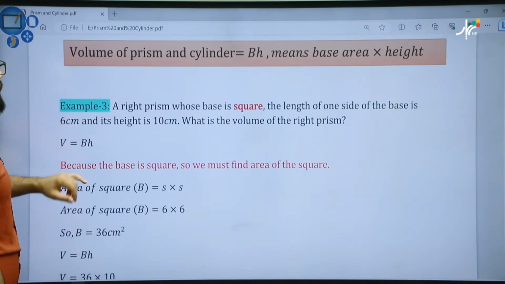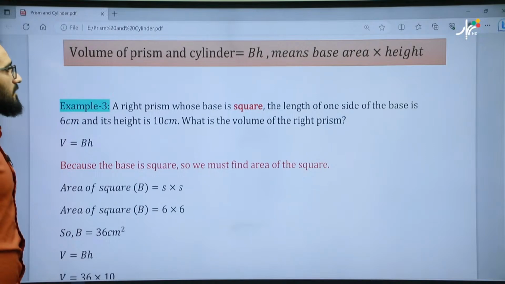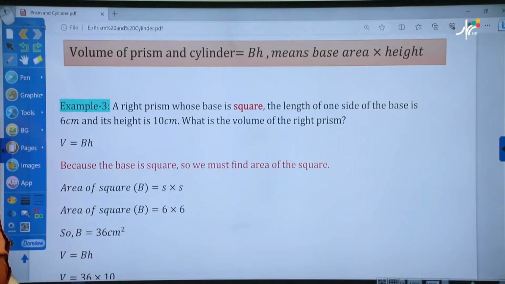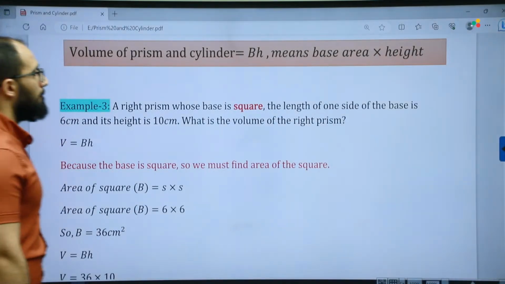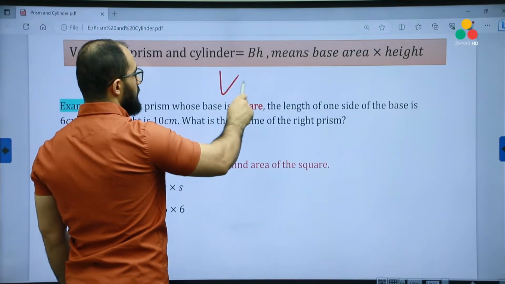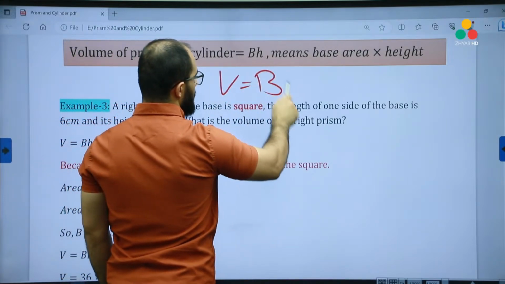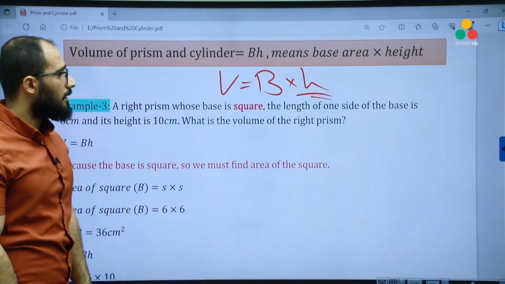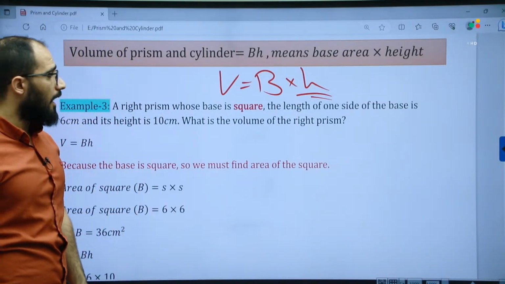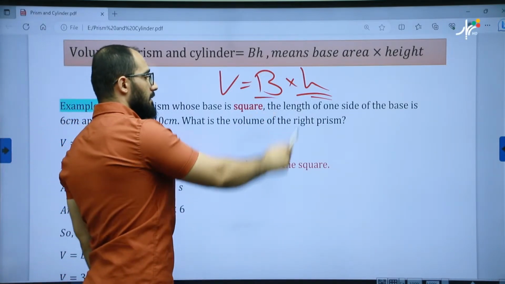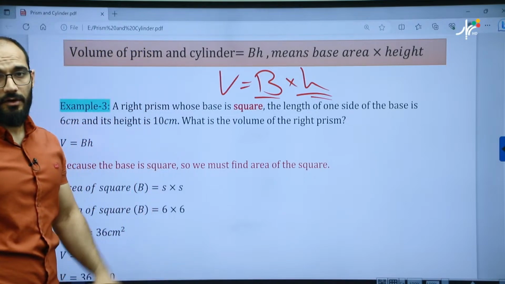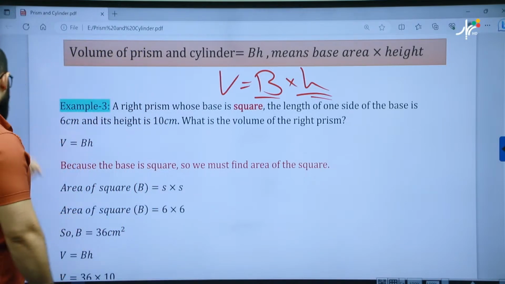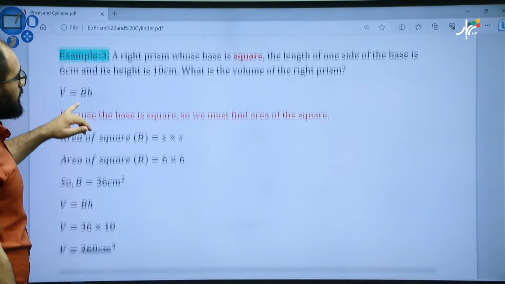Then we have volume of prism and cylinder. The rule is BH. V is equal to B times H. H, you know, that H is height. B is base area, the area of the base. Okay, let's solve some examples, then you will understand.